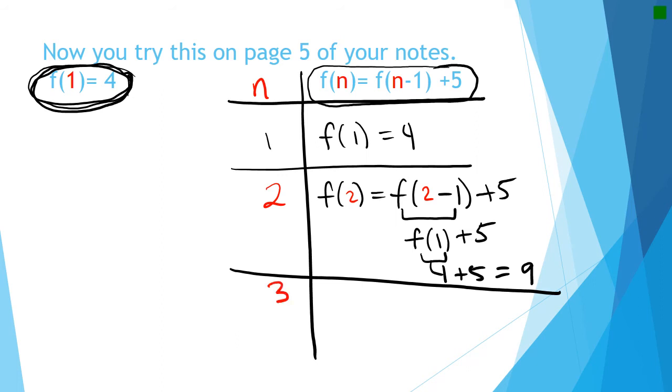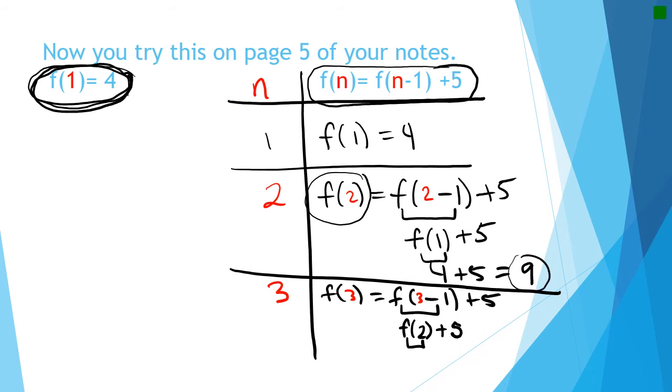Then I'm going to find my third term, doing the same steps. So I'm going to replace this with 3's. So now my third term is equal to f of 3 minus 1. So that's going to become f of 3 minus 1, which is 2. So that says the second term plus 5. Well, we already have our second term here. Our second term was equal to 9. So I'm going to replace the second term with 9 and add 5, which gives me 14.